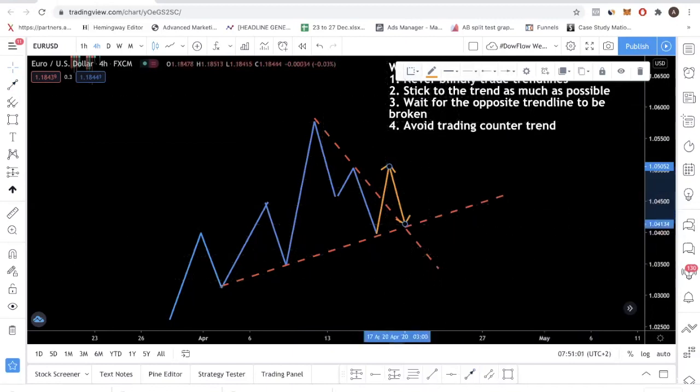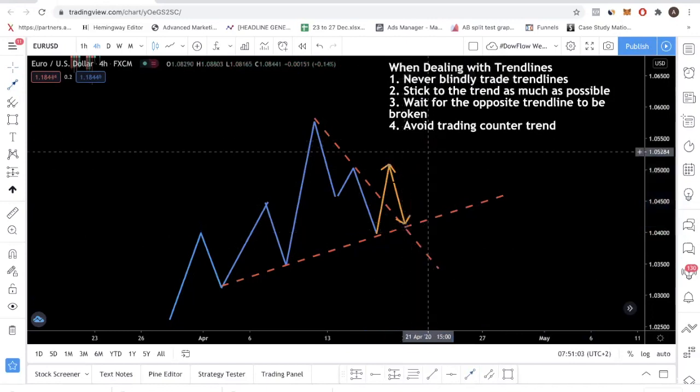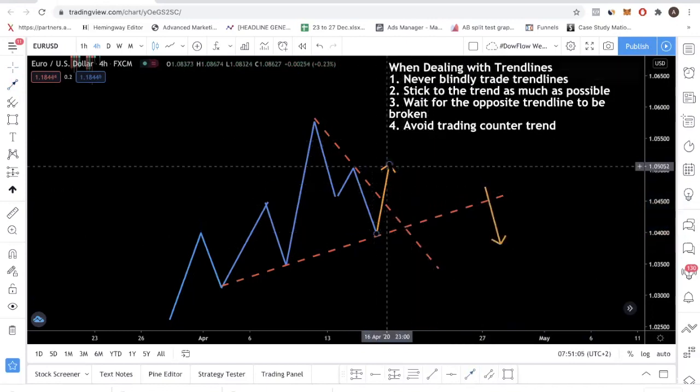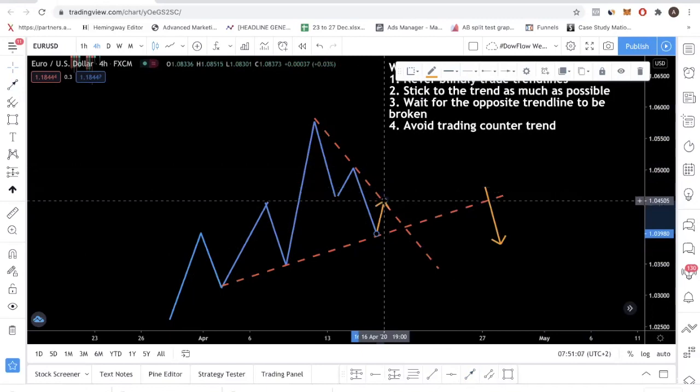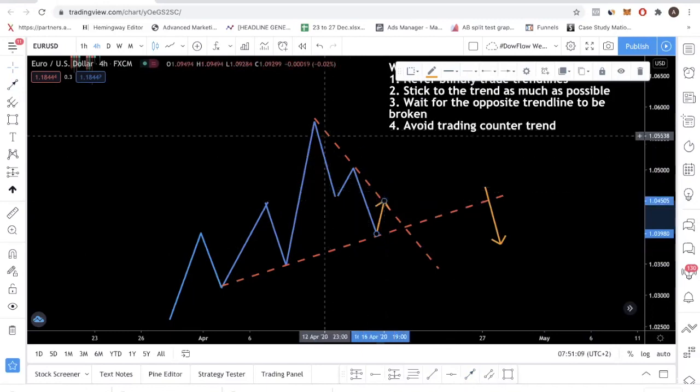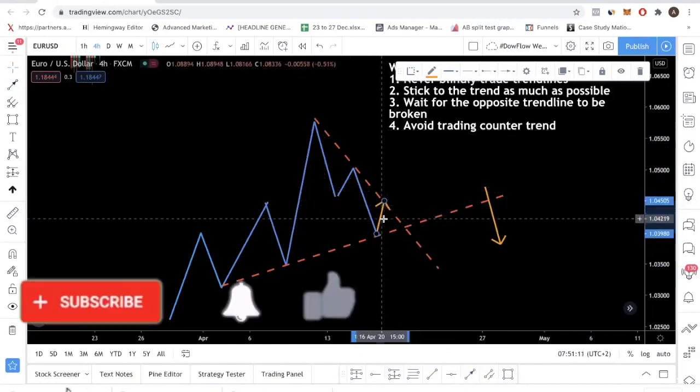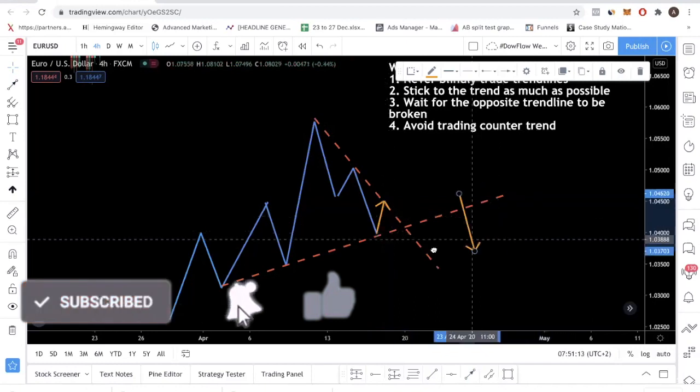This is the ideal case. Sometimes it doesn't happen like that. Sometimes it just goes straight up. But the idea is still the same. You want to wait for this trend line to be broken first. You do not want to just enter somewhere here because price might just go down.